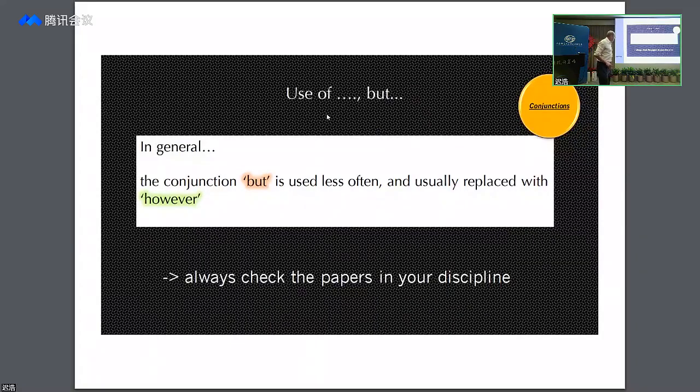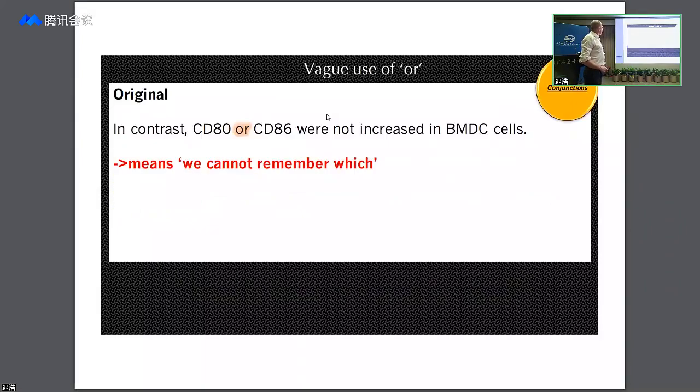Now, "but", as I have already mentioned, is not used so often in academic writing. It's usually replaced by "however". And this is something you can figure out. You can check in papers in your field whether that is true. Okay, so now let me show you, in this part we talk about conjunction. Let me show you some Jinglish issues that you need to pay attention to.